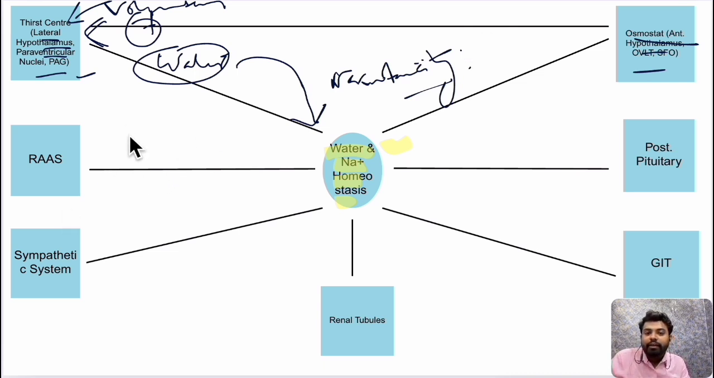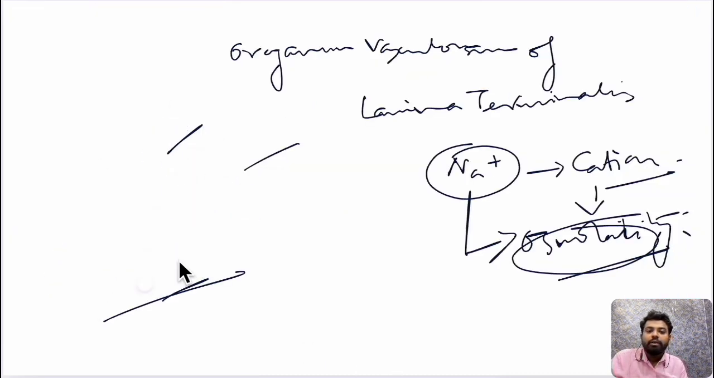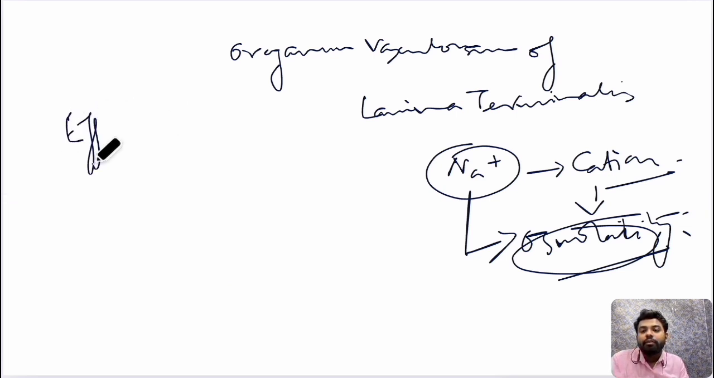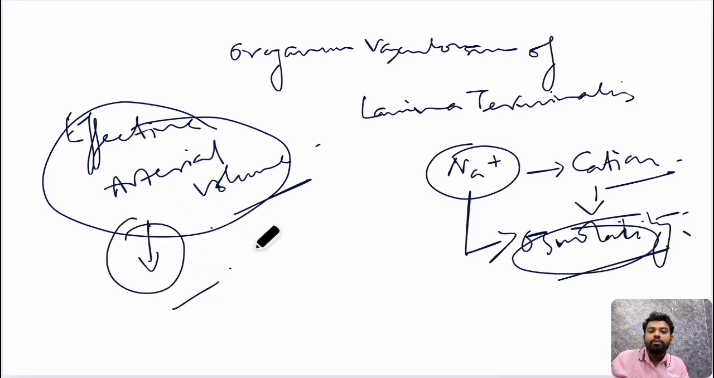And then another factor is there, another factor that is important: your effective arterial volume. So whenever your body senses that your arterial volume is low, GFR will be low.